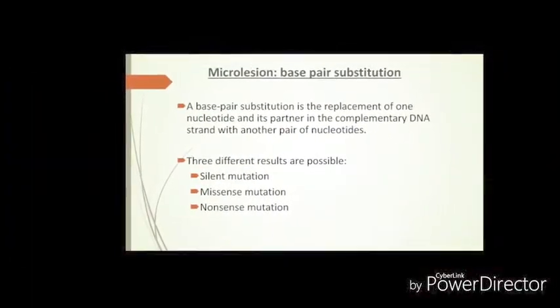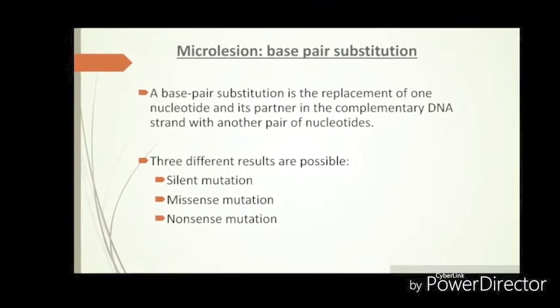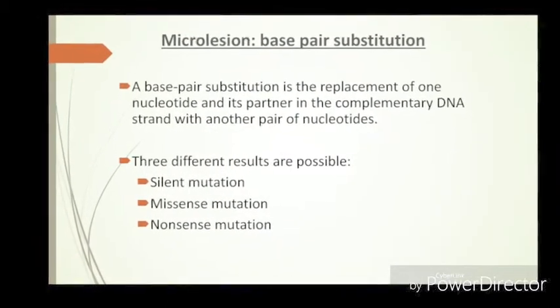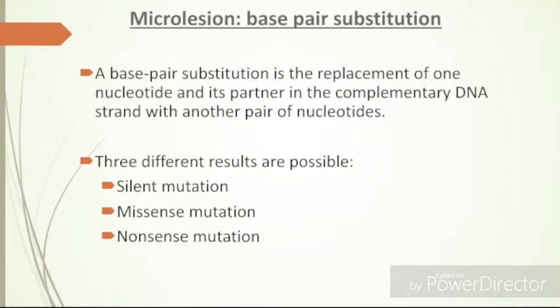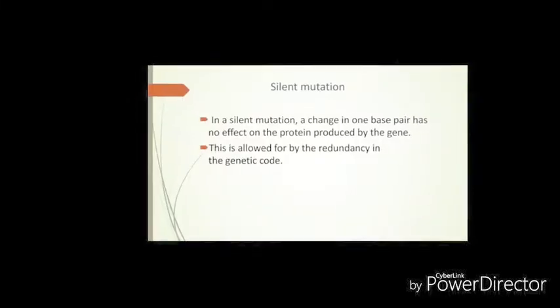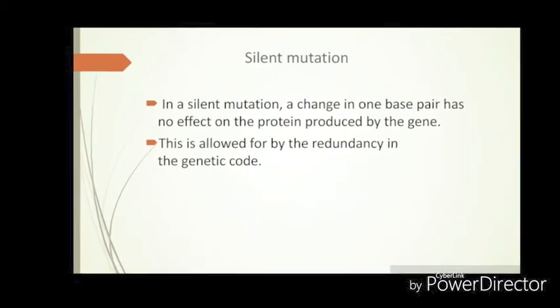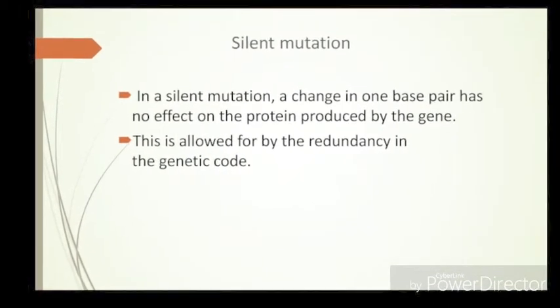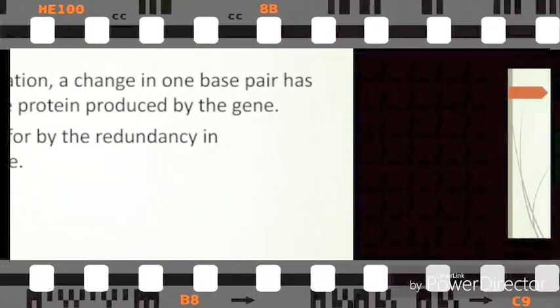Microlesion base pair substitution is a replacement of one nucleotide and its partner in the complementary DNA strand with another pair of nucleotides. There are three different results that are possible: silent mutation, missense mutation, and nonsense mutation. First is silent mutation. In silent mutation, a change in one base pair has no effect on the protein produced by the gene. This is allowed for by the redundancy in the genetic code.